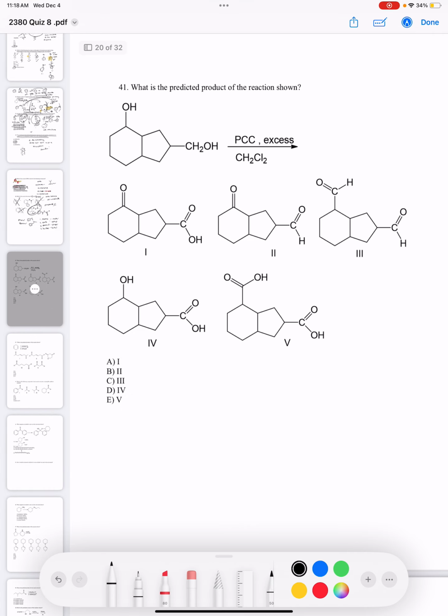Okay. Next question. What is the predicted product of the reaction shown? PCC is an oxidizing agent.